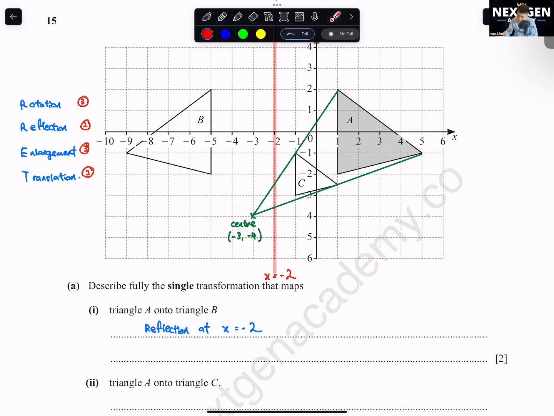Okay, look at the size of this. How can you measure the scale factor? There are 3 things that you need to describe. Number 1, you say enlargement. Number 2 is the center. Number 3 is the scale factor. A scale factor has 2 ways to see it.